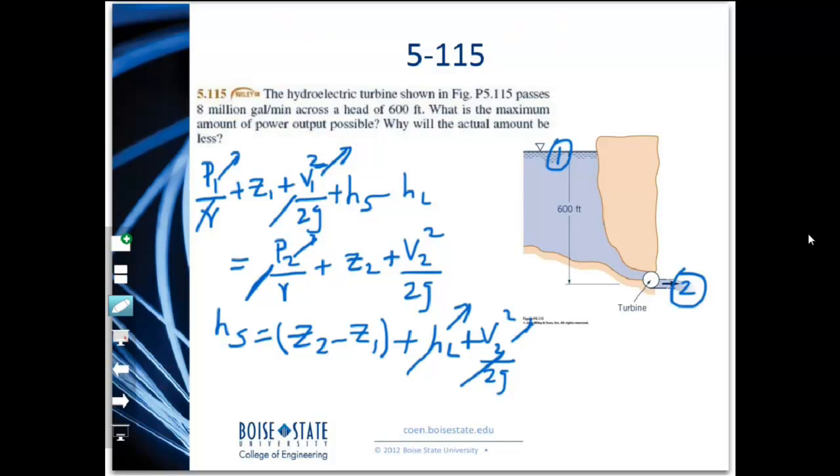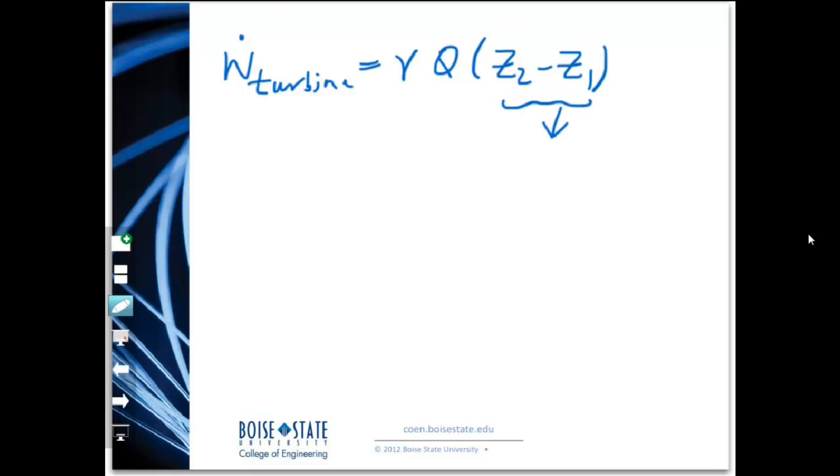So now let's go ahead and compute the maximum amount of power output, which in this case is Ẇ for the turbine would be specific weight times the flow rate times the, this is your Hs, right?